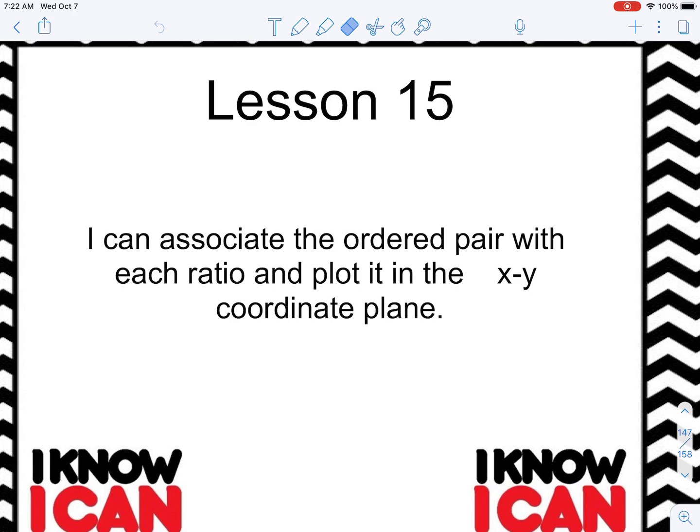Lesson 15 tells us I can associate the ordered pair with each ratio and plot it in the XY coordinate plane. Okay, remember, ordered pairs, okay? If I have a ratio, say I have 1 to 3, and I make a ratio table, okay? I have 1 to 3, 2 to 6, and 3 to 9. And it's asking me to make ordered pairs from that table to plot on a coordinate plane.